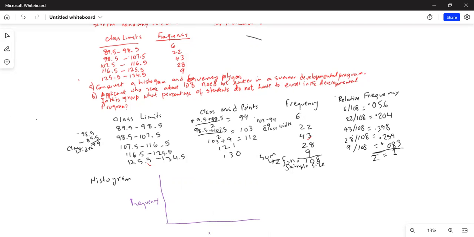Okay, so that will be classes on the horizontal axis. My first class is from 89.5. Next one begins at 98.5. Next one begins at 107.5. The next one begins at 116.5. And next one begins at 125.5. And the last one ends at 134.5.